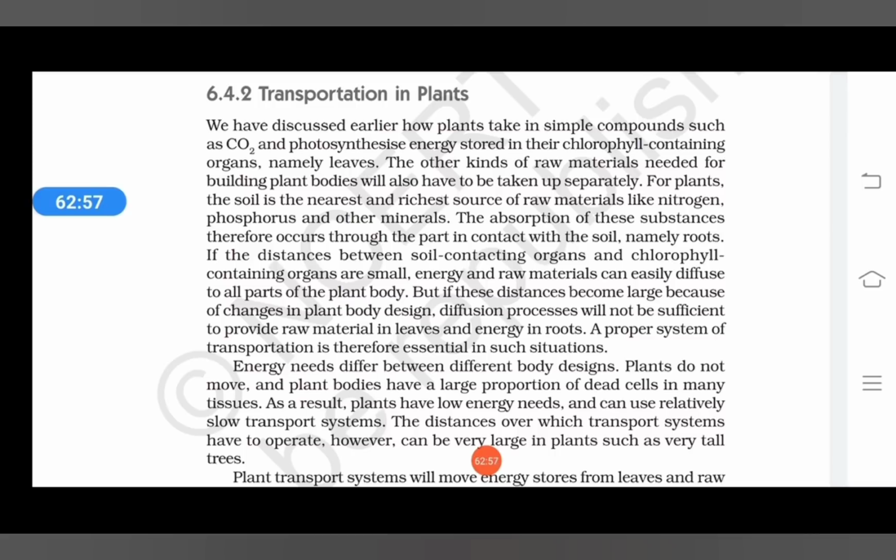It means if the plant is short, the transportation takes place well, but if the trees are very long, then there is a problem in transportation.